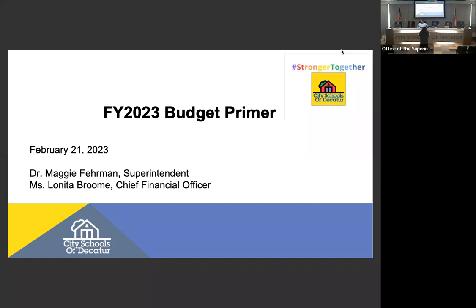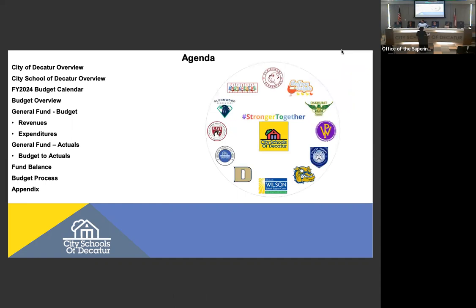All budgeted, with the exception of the current fiscal year 23 budget, and actual numbers were pulled from the audit report. Fiscal year 22 actual numbers are unaudited and are subject to change if adjusted entries are required by the auditors. There are a variety of areas that we will review, including a brief overview of the city, the district, the budget calendar, a general fund overview of the district's budgeted and actual expenses and revenue and the budget process.